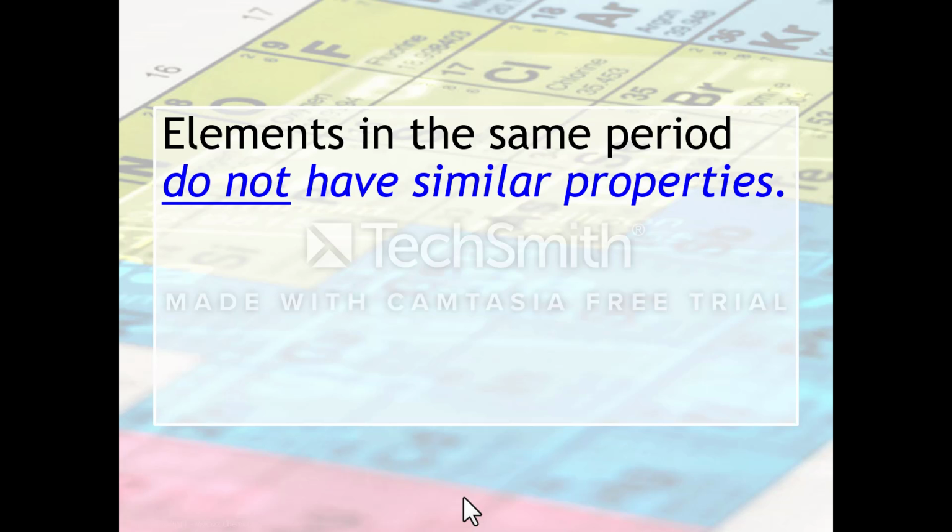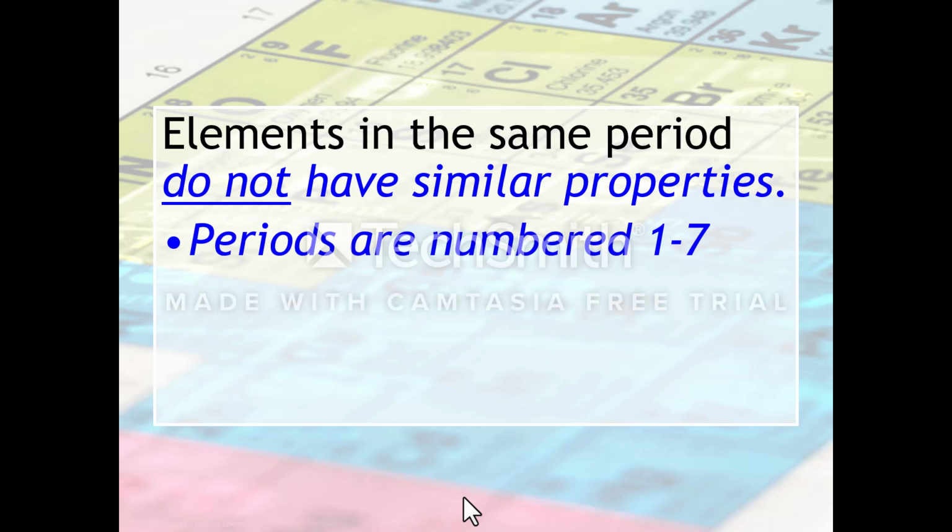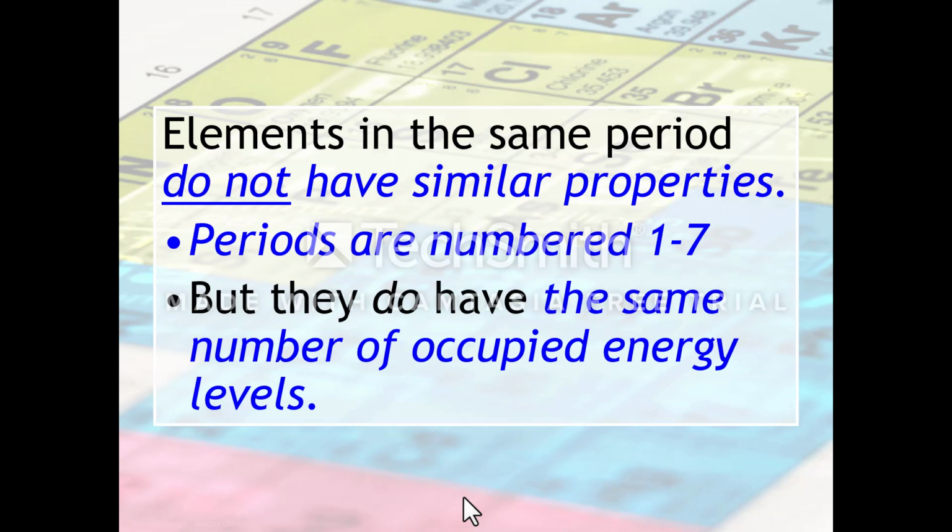So elements in the same period don't have similar properties in the same way that the groups do, but they do have some patterns. Again, those are 1 through 7 on the left-hand column of your periodic table. But what they do have in common is the same number of occupied energy levels. And we're also going to talk about some trends as we move across periods in the next PowerPoint.